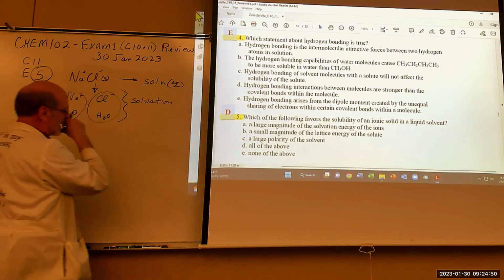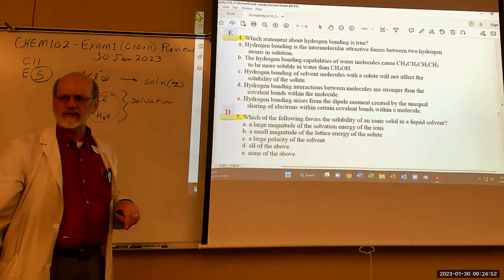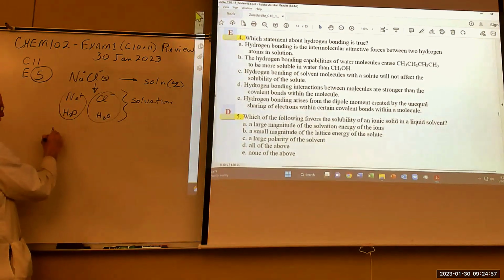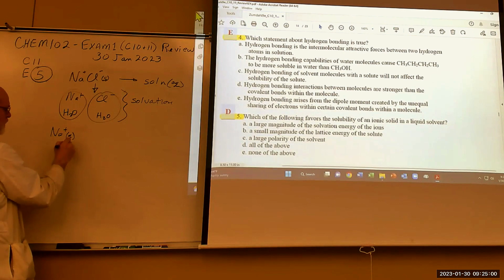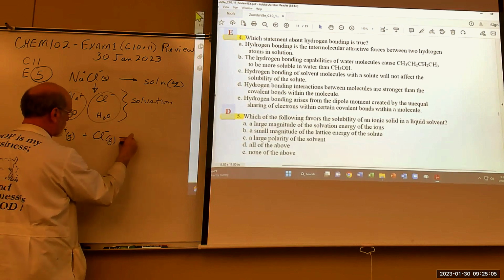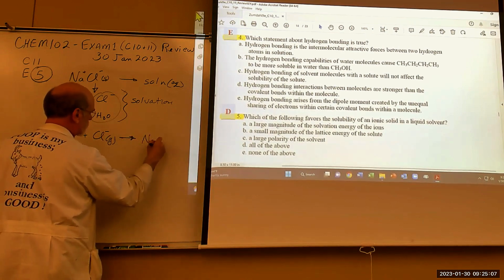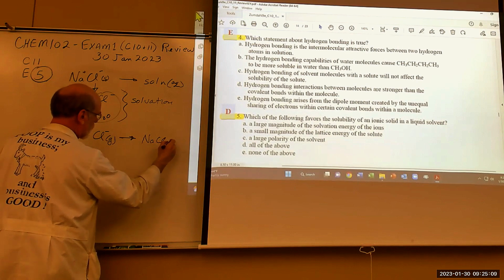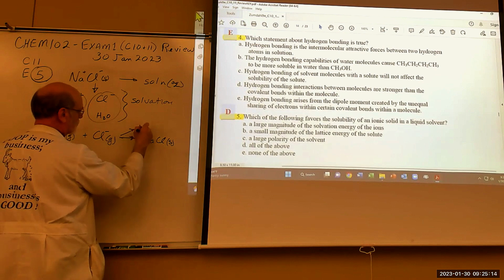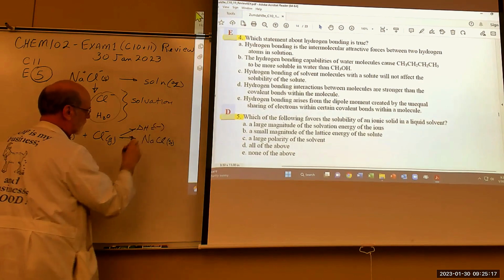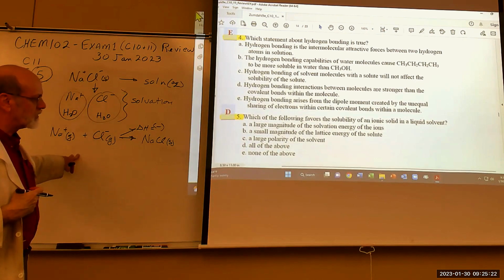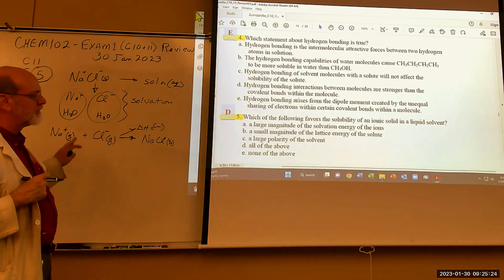Lattice energy of the solute. The lattice energy is, did we do this last semester? I think we did lattice energy, where you have gaseous sodium and gaseous chloride yields solid sodium chloride. And that energy is very exothermic. It's negative. Okay. So a small magnitude of lattice energy of solute, which of the following favors the solubility?